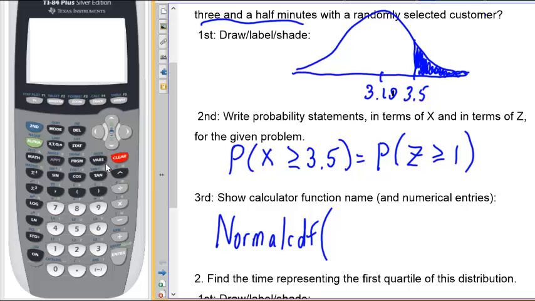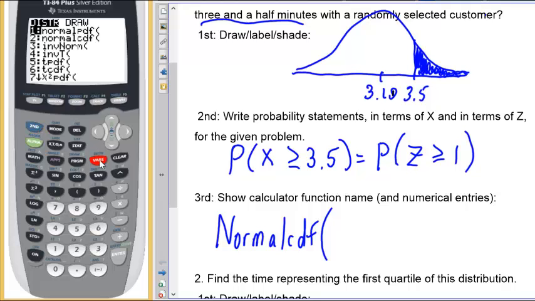Above the VARS key where distributions are, second, distributions. Using the down arrow, go to number 2, normal CDF. Come down to enter, and the calculator needs to know some information. The calculator needs 4 entries here.